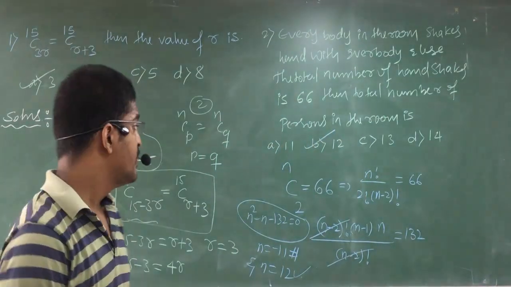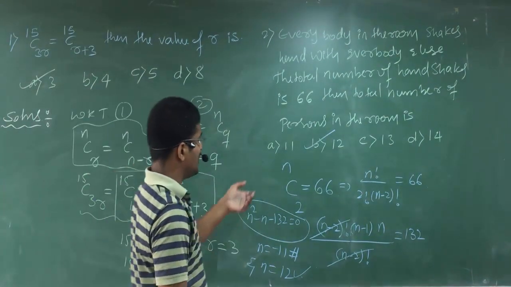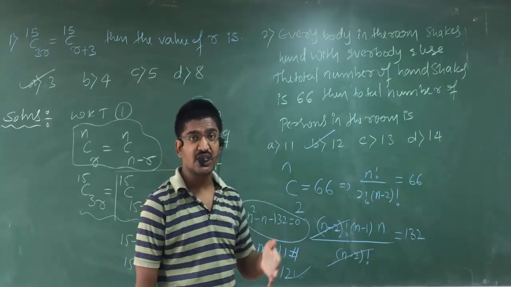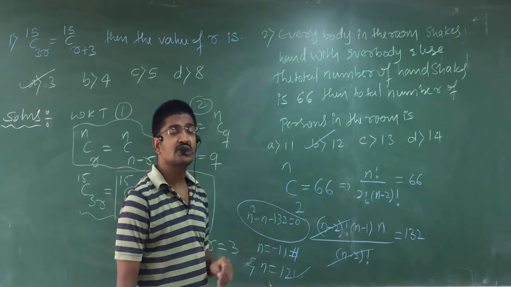Are you clear? See here, there are n number of people. For each handshake we need 2 persons.